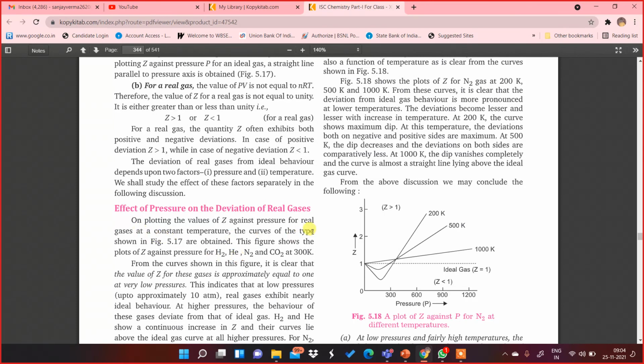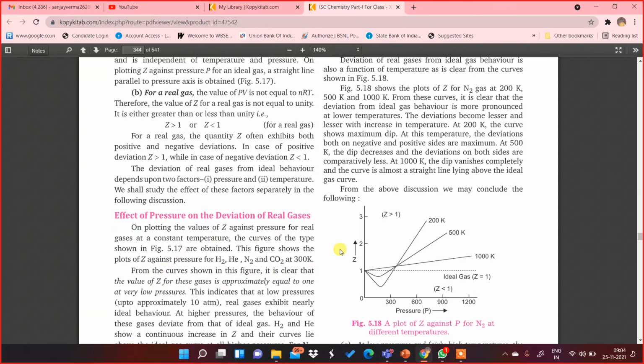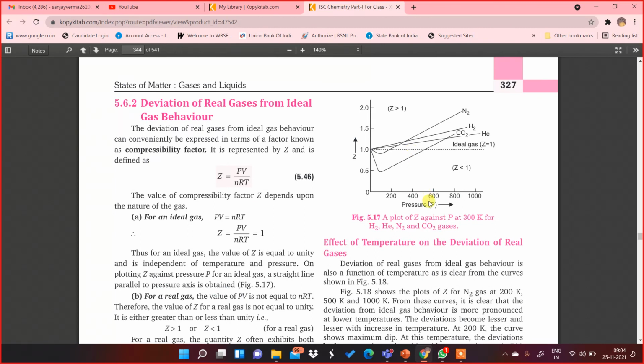If you look at this paragraph over here, this is a plot of Z versus P. When the pressure is increased, there is a curve coming over here. For gases like hydrogen, it is a straight line, Z compressibility factor versus pressure. For nitrogen, there is a curve. Helium, it is a straight line. Carbon dioxide, there is a curve. Ideal gas is when Z is equal to 1. So this is a negative deviation. Nitrogen also has negative deviation, but the rest, helium, hydrogen, and neon, have positive deviation.